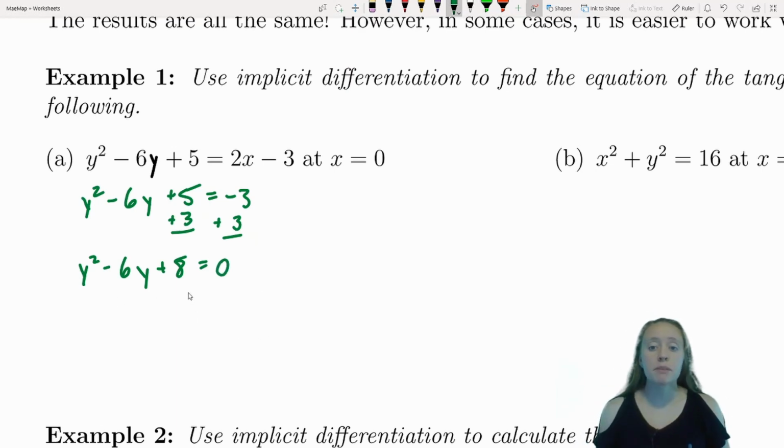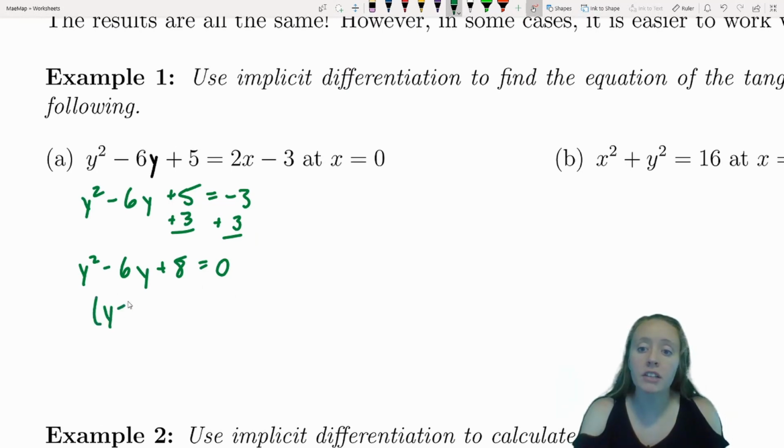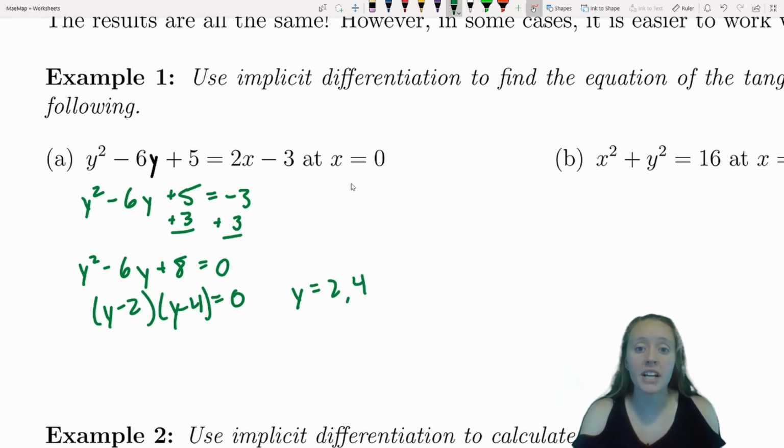What multiplies to give me 8 and adds to give me a negative 6? That's going to be a negative 2 and a negative 4. So I'm going to have y minus 2 and y minus 4. So really, y is either going to be equal to a positive 2 or a positive 4 when x equals 0.